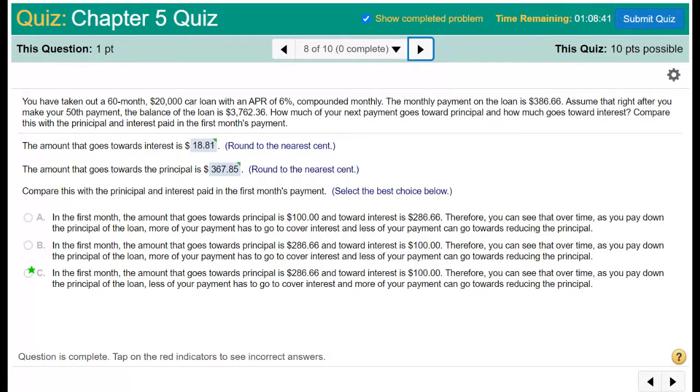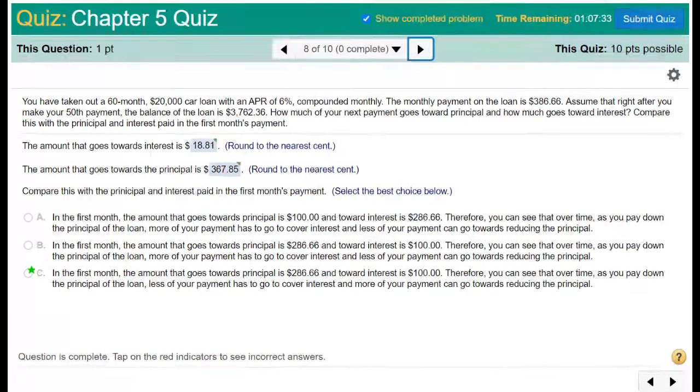Could you repeat how you got the second part, the 367? Beta, listen to me. You bought the car for 20,000. Now you've made almost 50 payments. There are 10 payments to go. This is what you owe on the car. But keep in mind, you always pay this amount, no matter what. So the question is how much of this goes towards your interest? The way you do that is, this is the balance. So I'm going to say 6 divided by 12 is 0.5.